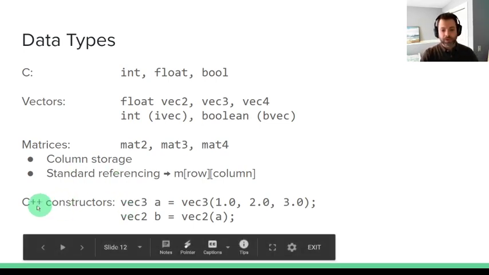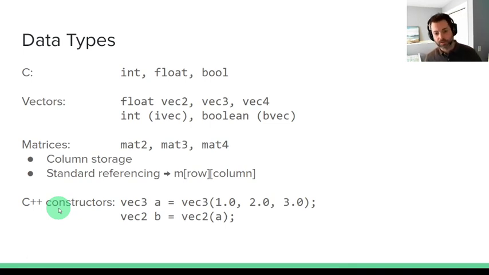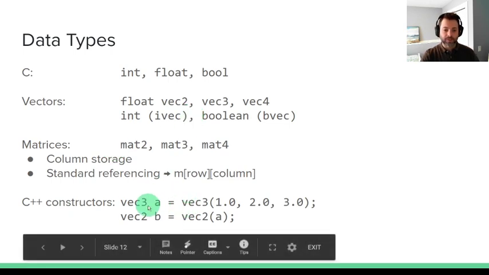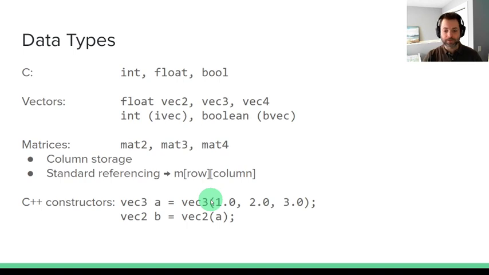Other things. We have constructors. So Bear's kind of mentioning that this is different from C. C++ constructors are a little bit different. We can initialize them, say, in this way. So I'm going to define a 3-dimensional vector. Then I'm going to create a 2-dimensional vector and instantiate it based on this 3-dimensional vector, and it's just going to lop off that last spot for us.